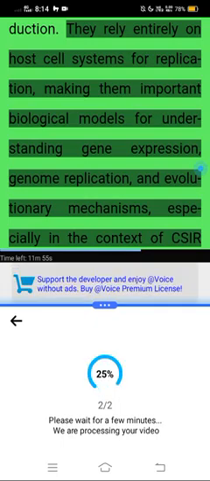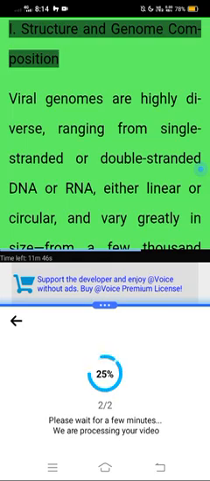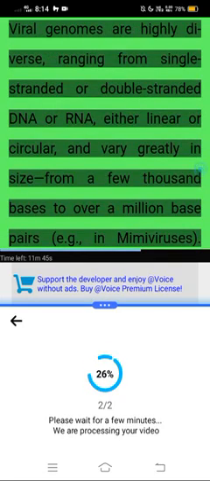They rely entirely on host cell systems for replication, making them important biological models for understanding gene expression, genome replication, and evolutionary mechanisms, especially in the context of CSIR-NET Life Sciences. 1. Structure and genome composition. Viral genomes are highly diverse, ranging from single-stranded or double-stranded DNA or RNA, either linear or circular, and vary greatly in size, from a few thousand bases to over a million base pairs, e.g., in mimiviruses.